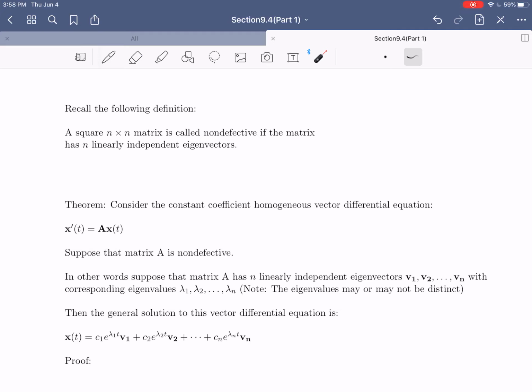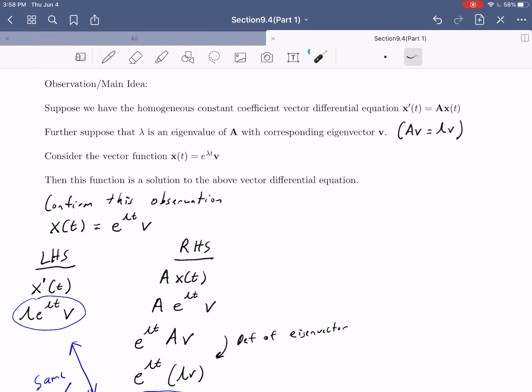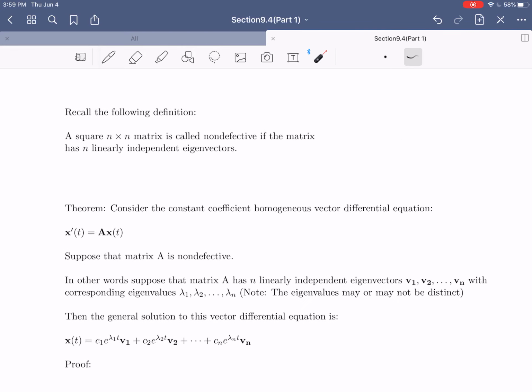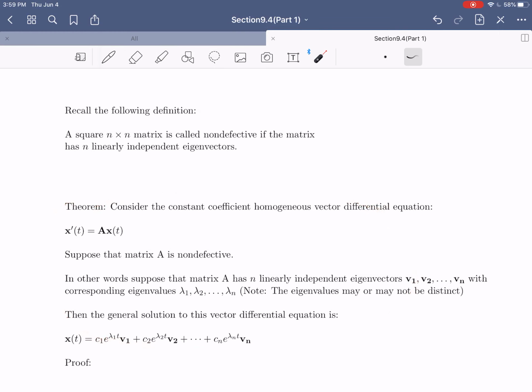Actually, from our observation on the previous slide and this definition here, we should pretty much already know what we're going to be saying here, right? We needed n linearly independent functions to find a basis for the overall solution space. And now we just said that if you're non-defective, you have n linearly independent eigenvectors. So for those n linearly independent eigenvectors, we can use functions of this form, and that's going to be our basis for the solution space for the homogeneous system. So that's exactly what this theorem says here.